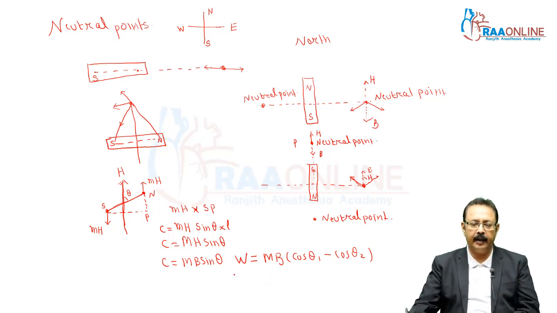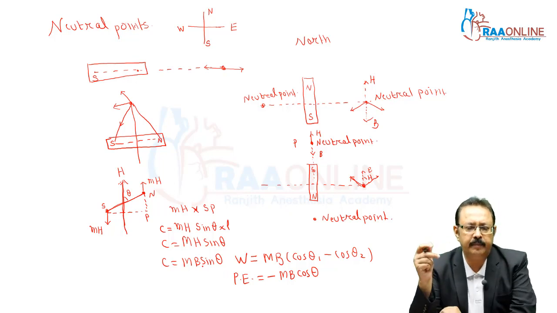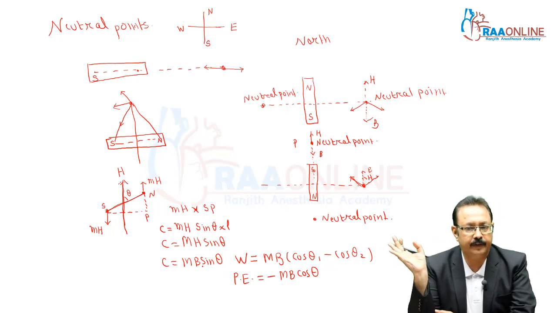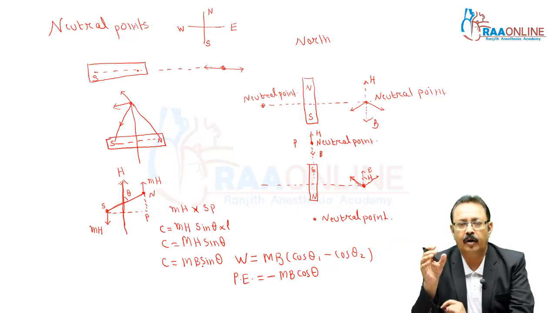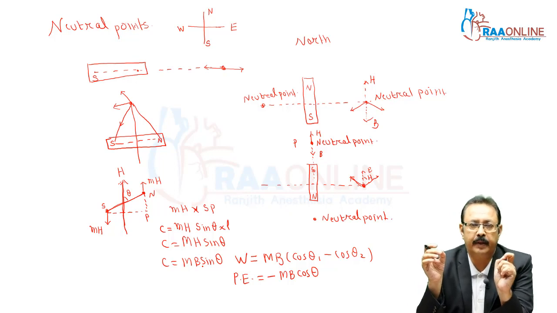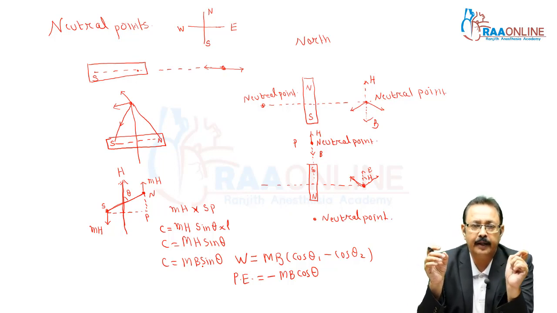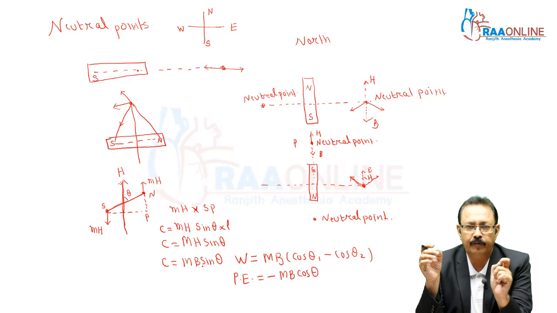And at angle theta, the potential energy is given by minus MB cos theta. It will be minimum when cos theta is maximum, so the minimum potential energy is minus MB. So we have the same results as in electricity. You can learn easily: you only have to replace P by M, capital M, and E by B, the intensity of the magnetic field.